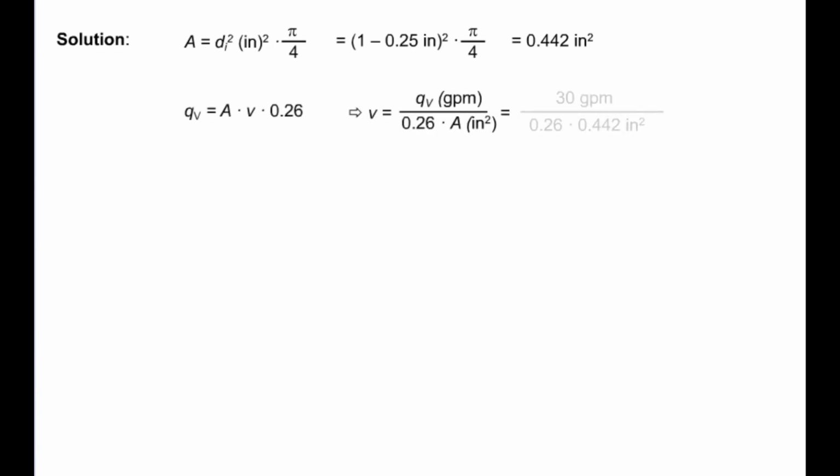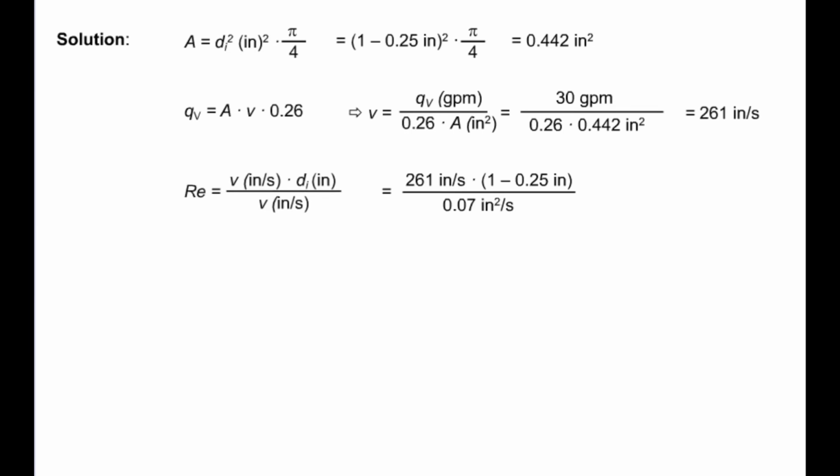To solve the problem, we must first calculate the flow cross-sectional area A. In order to find the flow velocity V, we need to rearrange the flow rate controlling formula. Inputting our value for A now gives us a value for the flow velocity. We now have all the property values we need to calculate the Reynolds number. The value of Reynolds number calculated is greater than the critical value of 2300. Hence we conclude that the flow through the pressure pipe is turbulent.